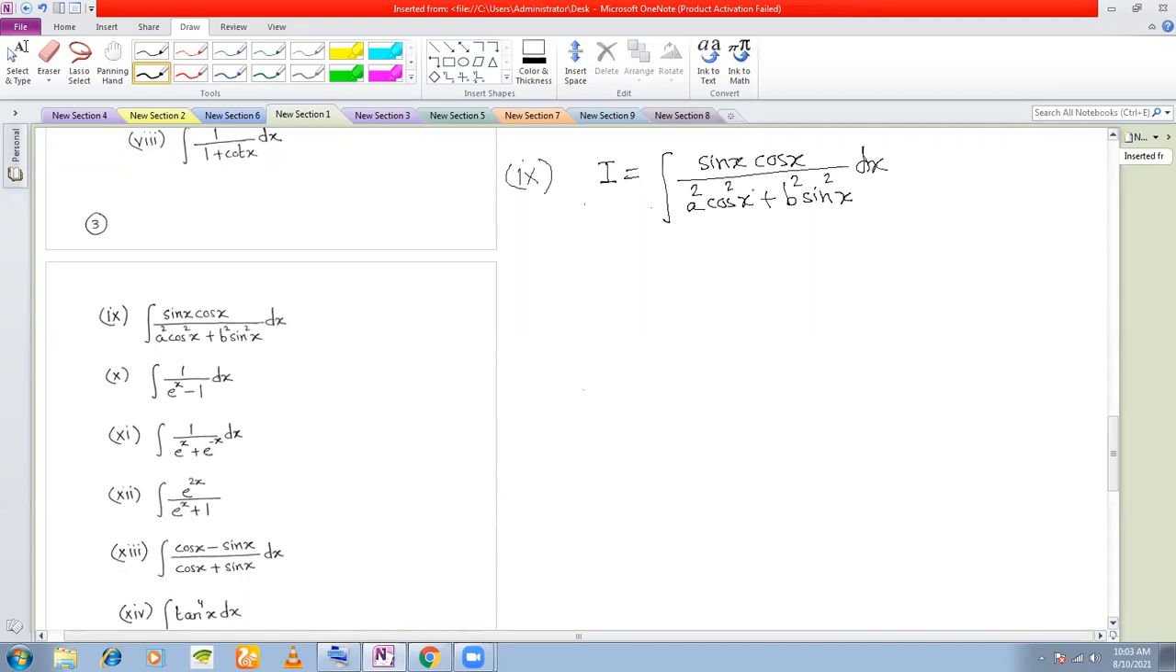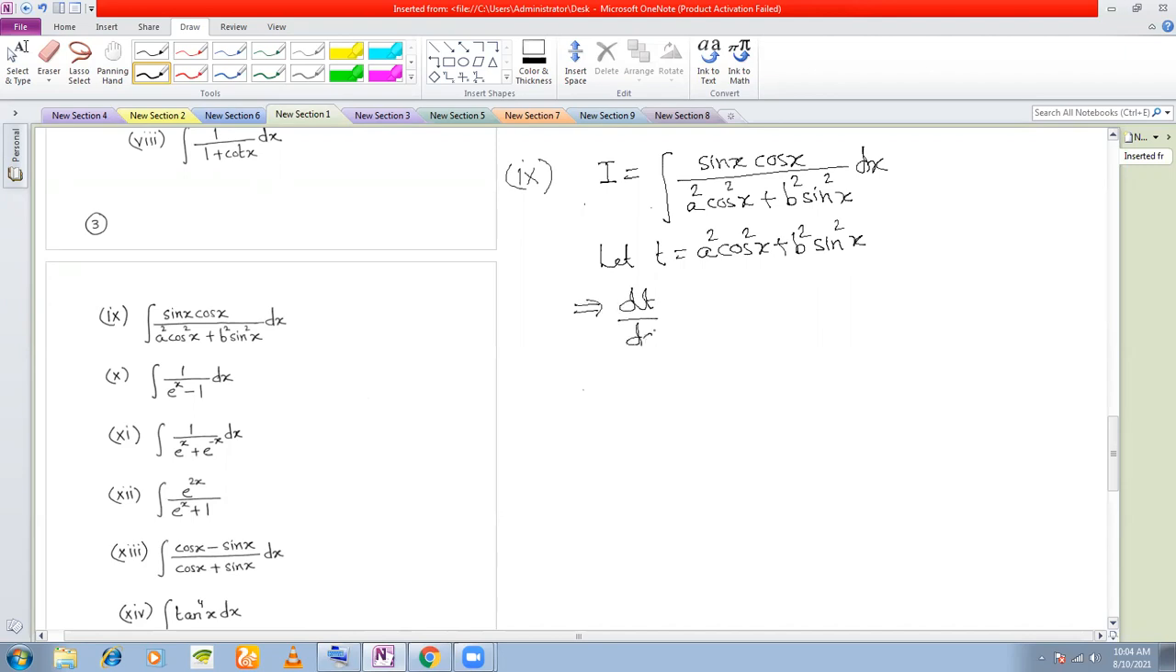Okay. Now, if you see, in the numerator you have sin x cos x, and in the denominator you have a square cos square x plus b square sin square x. If you differentiate the denominator, in rough or in your imagination, what are you going to get? You're going to get 2a square sin x cos x, and also 2b square sin x cos x, right? So therefore, what you do here is you assume t is equal to a square cos square x plus b square sin square x. Okay, that means you get dt dx.